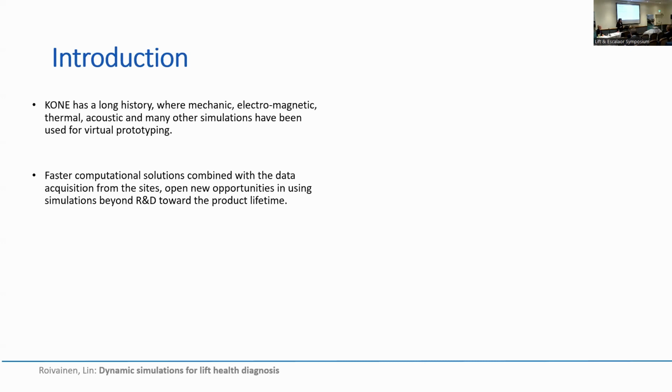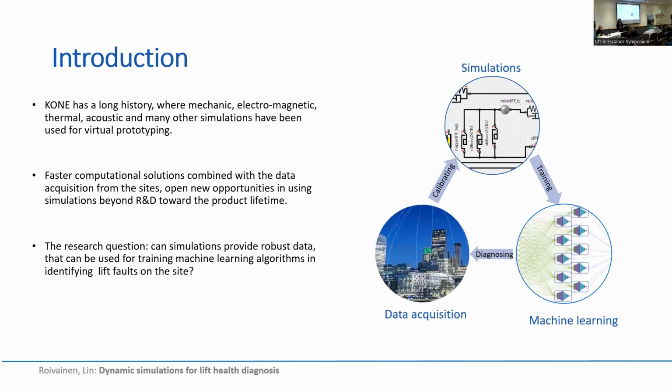Why was this work needed? In Koni, we have long expertise in doing many types of simulations: mechanic, acoustic, thermal, electromagnetic. And these simulations have been done mainly in the development phase of our products, in R&D. However, with faster computational solutions combined with data collected from the site, we can go beyond R&D, beyond product development, into the lifetime of the products, of the lifts.